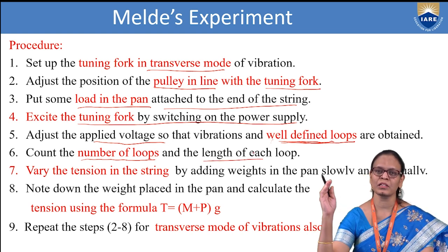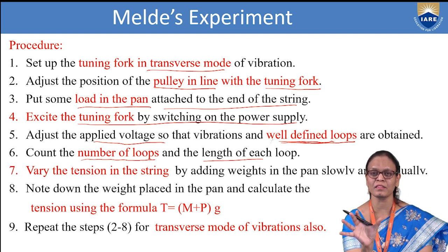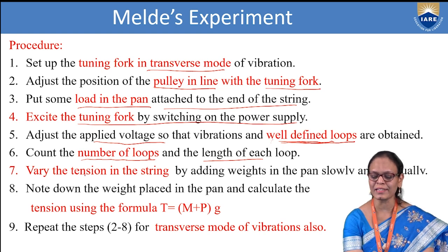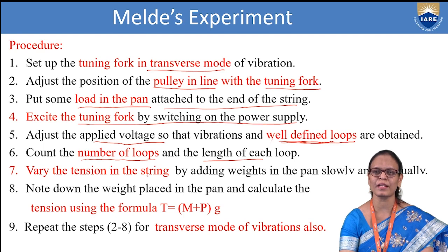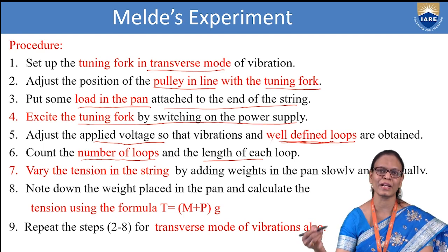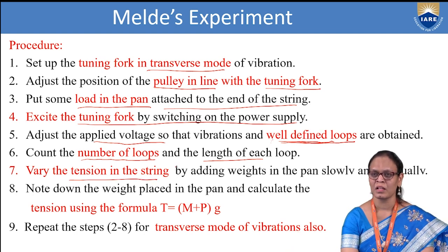Length between the clamped end and the other clamped end, or the length between all the loops. Okay. Now vary the tension in the string. Once you do the experiment, say with 5 grams, you are varying the tension in steps of 5 grams, 10 gram, 15 gram, 20 and so on. So you are varying the tension in the string by adding weights in the pan slowly and gradually. You will vary the tension.